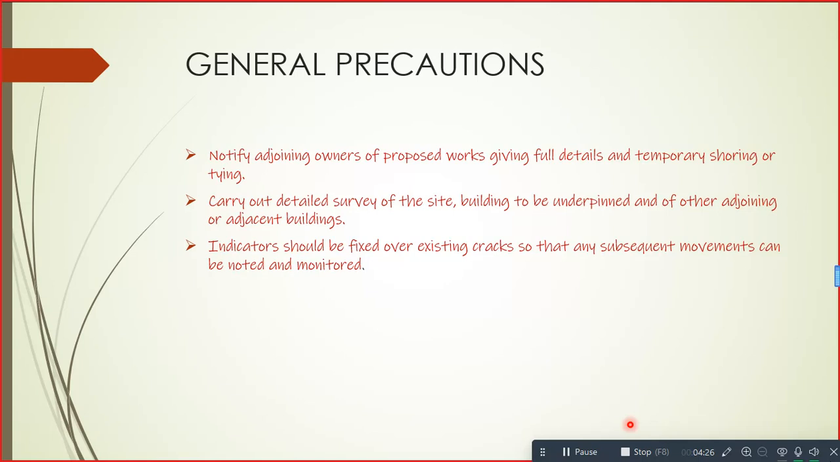Point number two, carry out a detailed survey of the site to be underpinned and of other adjoining or adjacent buildings. Number three, indicators should be fixed over existing cracks so that any subsequent movements can be noted and monitored. Thank you, Madam Melan, for reading us through those points. Those points are very well explained, very self-explanatory. So we can move on to the next item.